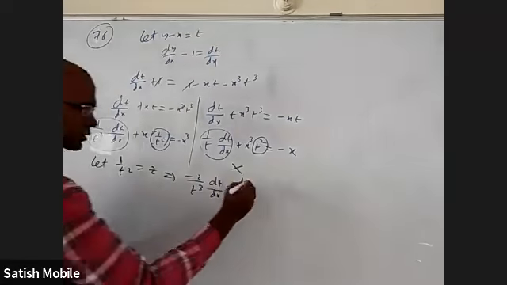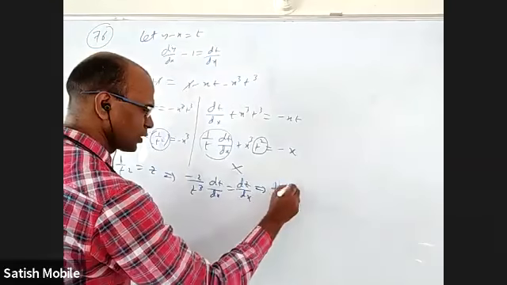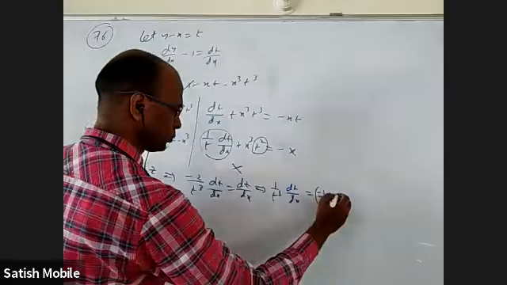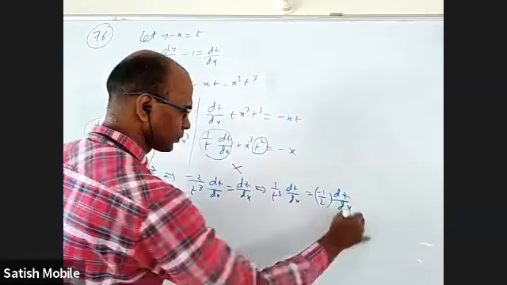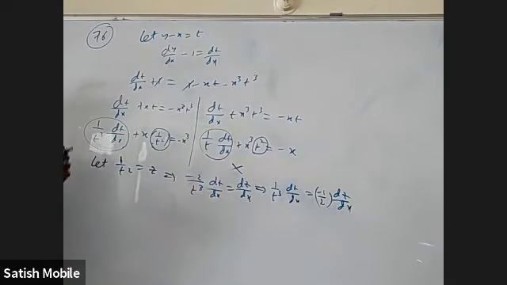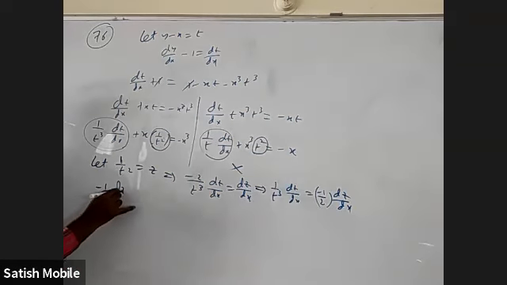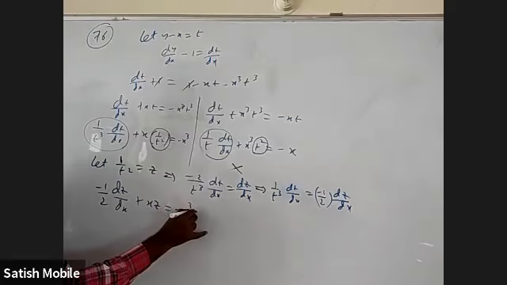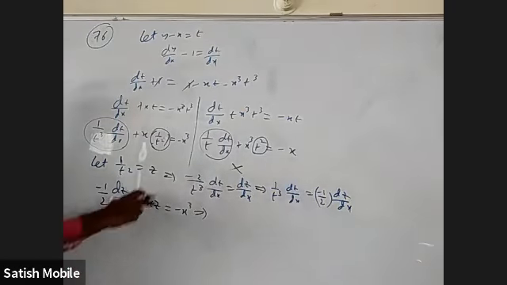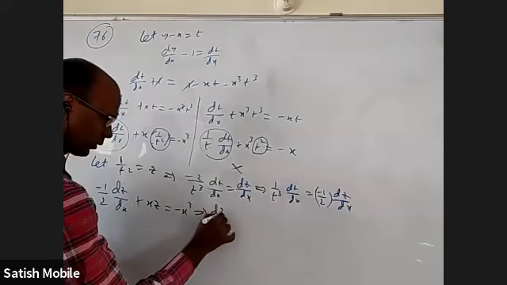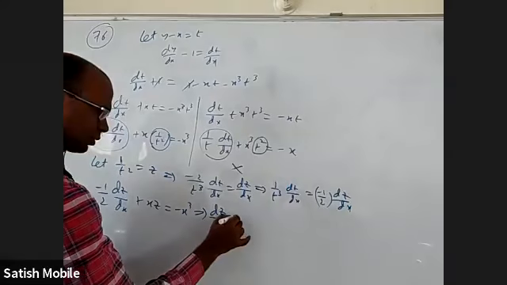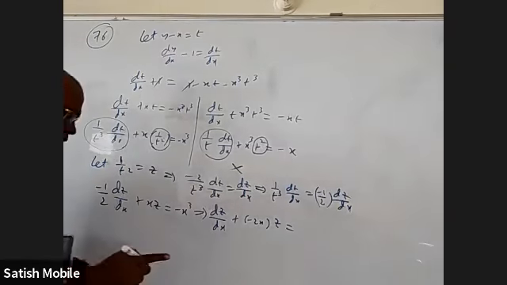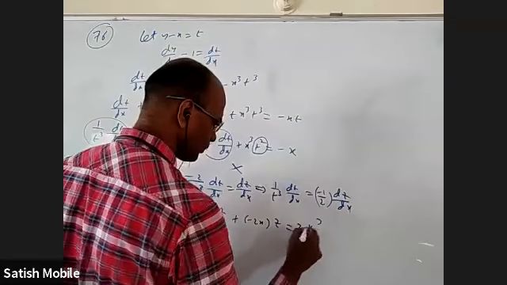Okay, so if I bring minus 2 that side, 1 by t cube dt by dx is minus 1 by 2 into dz by dx. So this will become minus 1 by 2 dz by dx plus xz equal to minus x cube. Obviously, this minus 1 by 2 would go to the other side. dz by dx plus minus 2x into z, I am multiplying with minus 2, equals plus 2x cube.